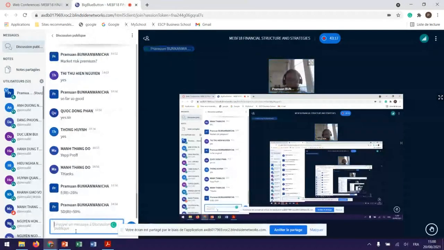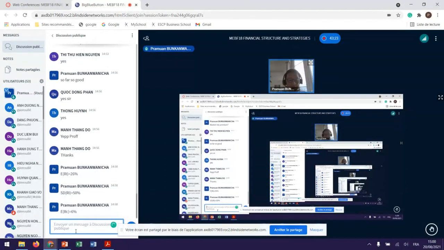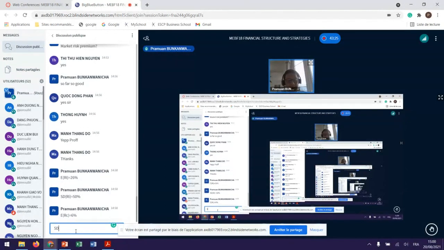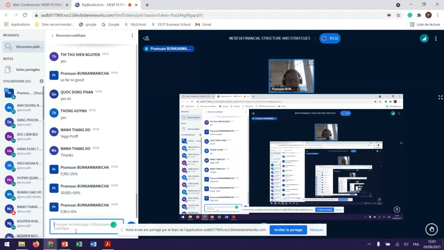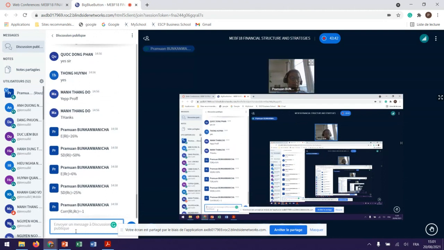I can also write ERC equal to 6%. I can also write the SDRC equal to 25%. And then I finish with writing that the correlation between RI and RC equal to -1. Obviously, the rest is just your high school mathematics.